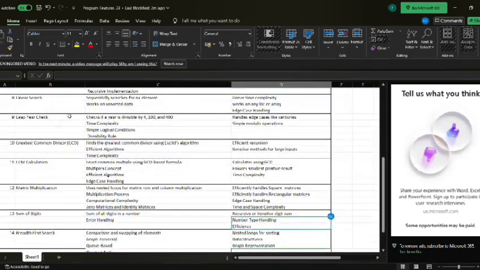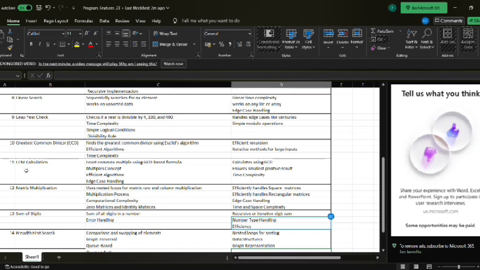9. Leap year check. Divisible by 4, not divisible by 100 unless divisible by 400: this is the rule to determine if a year is a leap year. 10. Greatest common divisor, GCD. Euclid's algorithm: a classic and efficient algorithm for finding the GCD of two numbers. 11. LCM calculation. Least common multiple: the LCM is the smallest number that is a multiple of both given numbers. GCD-based formula: the LCM can be calculated using the GCD of the two numbers.